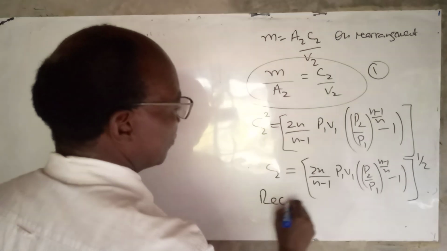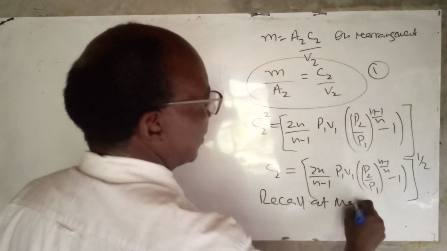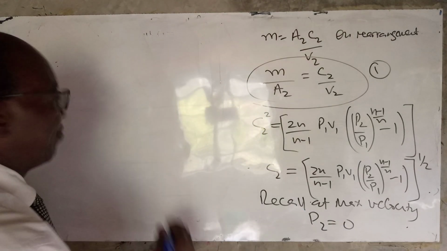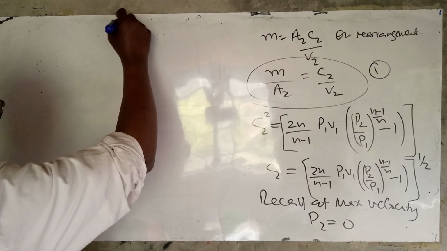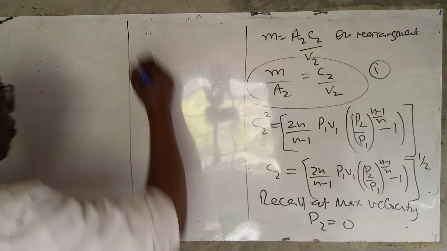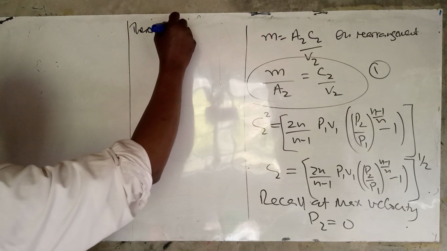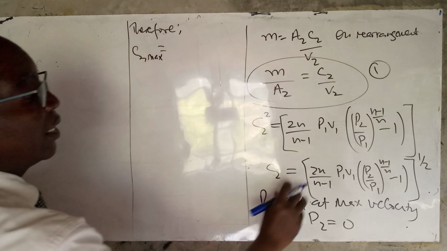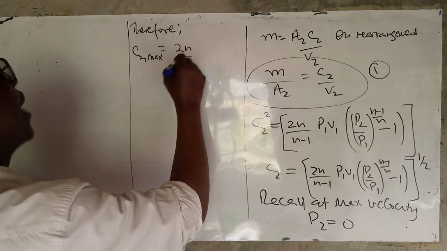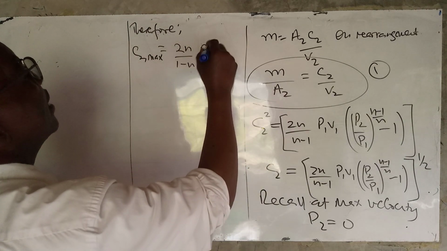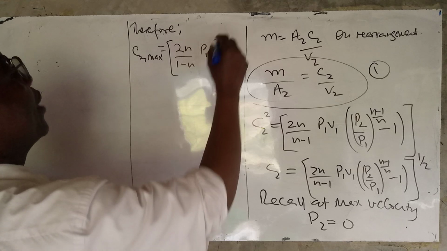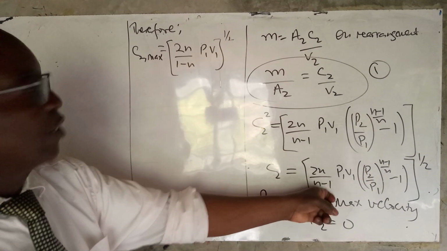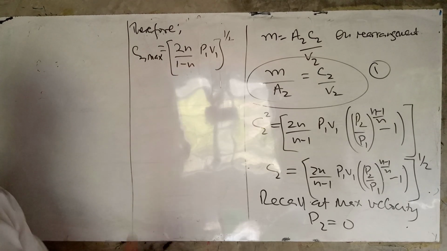Remember, just recall, at maximum velocity, P2 will be equal to 0. Therefore, it means that Cmax, in that particular case, C2 maximum is simply the square root of 2n over 1 minus n P1 V1. And remember, this minus sign has been taken care of. That's why we have changed that denominator, so don't get confused over that.